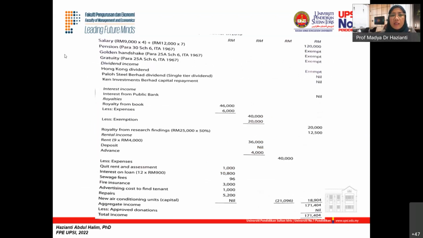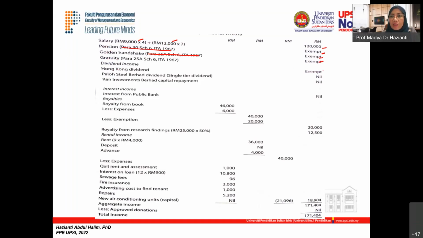Ini soalan saya dah modify. Okay, so this one tadi salary dia. Yang ni okay kan? Salary dia yang dia retire 4 bulan dengan salary tempat baru dia 120,000. So sebab dia retire at compulsory age, ini semua exempted. Okay, tapi kena tulis lah. Kalau tak ingat nak tulis paragraph section ni pun tak apa. This one ni no need lah. Ini just for your reference. So pension, golden handshake and gratuity.